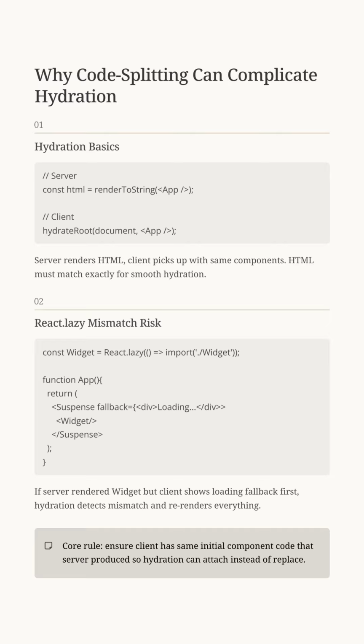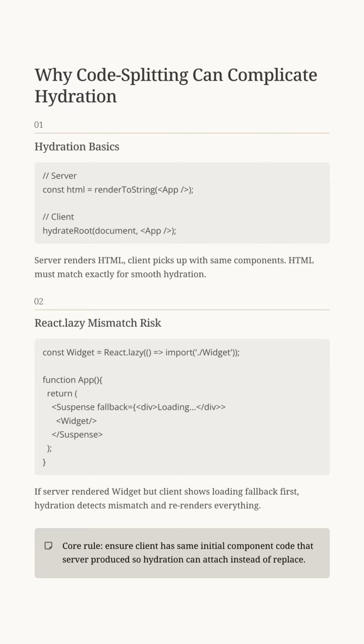If the server rendered the real widget markup but the client first shows a suspense fallback like "loading" because the lazy chunk hasn't arrived yet, React sees a mismatch and may throw away the server HTML and re-render on the client. In plain English, if the server and client expect different components at first, React can't smoothly attach interactivity and you get flicker or warnings.